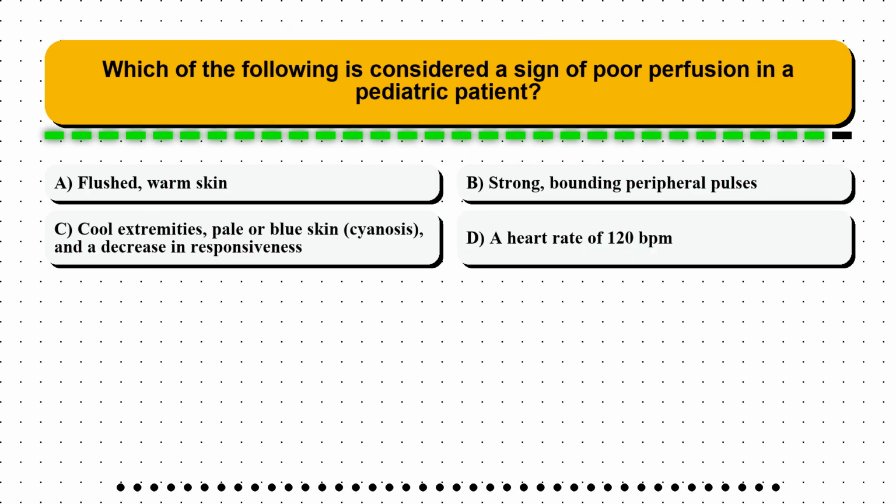Question 20. Which of the following is considered a sign of poor perfusion in a pediatric patient? Option A, flushed, warm skin. Option B, strong, bounding peripheral pulses. Option C, cool extremities, pale or blue skin, cyanosis, and a decrease in responsiveness. Option D, a heart rate of 120 bpm.